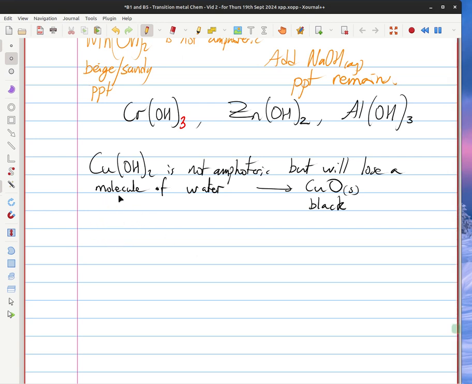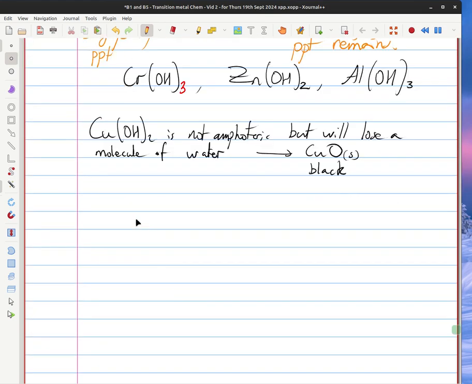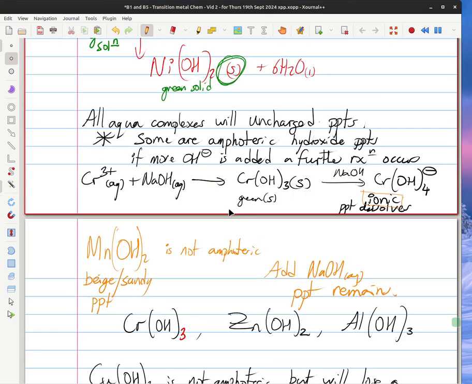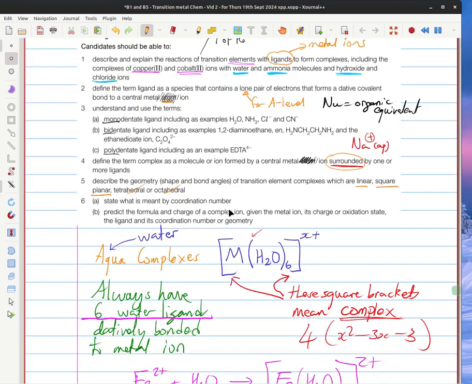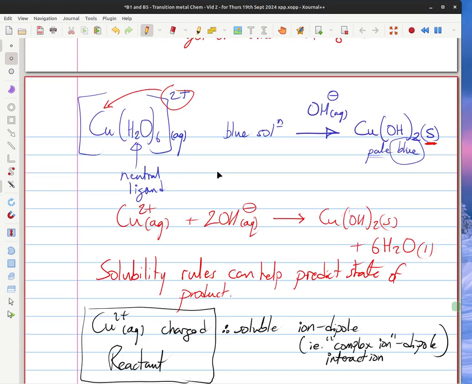So yeah, they all make hydroxide precipitates. Some of them will react further depending on whether it's amphoteric, and some might dehydrate further. You lose a water molecule from here. All right, so that's copper with hydroxide ions. Let's look at the other ones. Copper with ammonia.